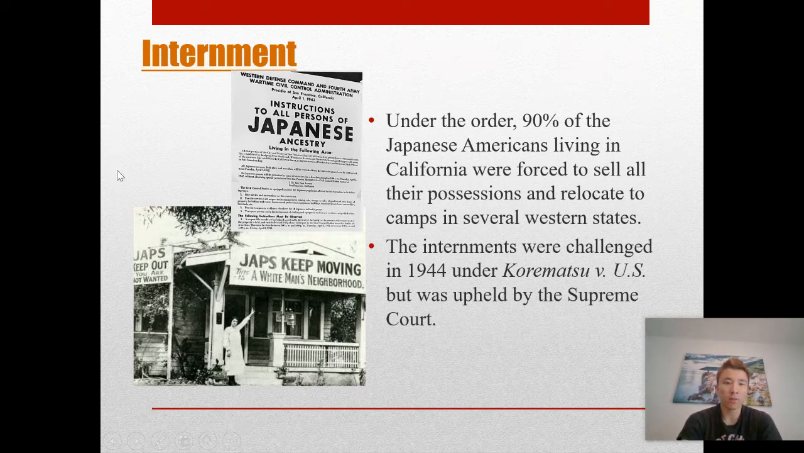And so these are some examples of pictures saying that, hey, Japanese people are not allowed here. "Japs keep moving. This is a white man's neighborhood." And then there's another poster here instructing all Japanese people to register and move into these internment camps.